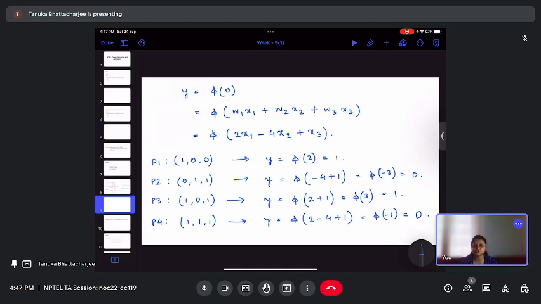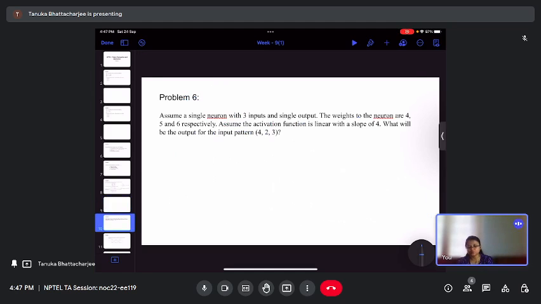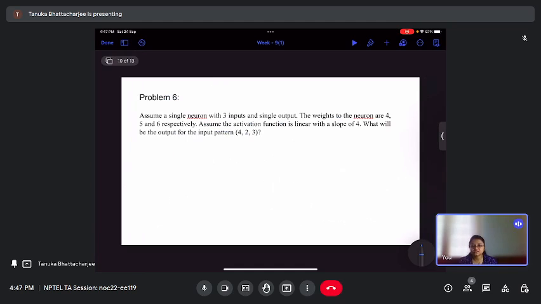as the activation function. Here we take the step function as the activation function; it can be any other function which is differentiable. So let us see one more example. Here it is said to assume a single neuron with 3 inputs and a single output. So it is the same neuron as before.